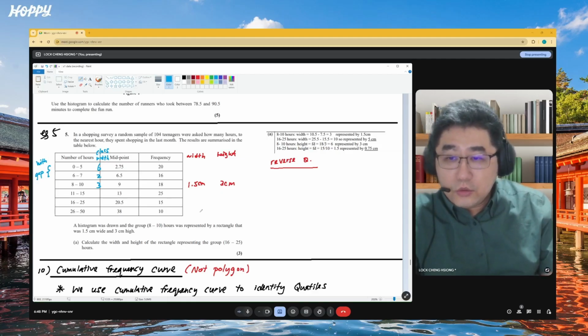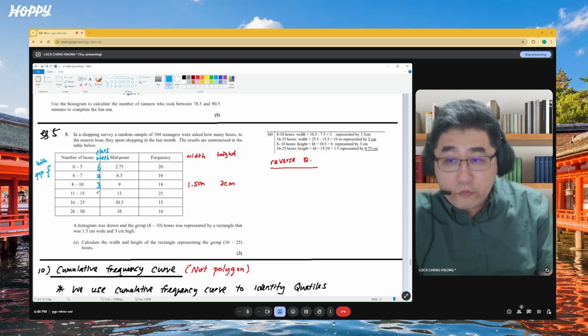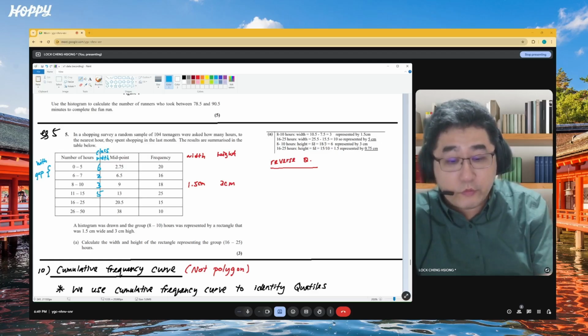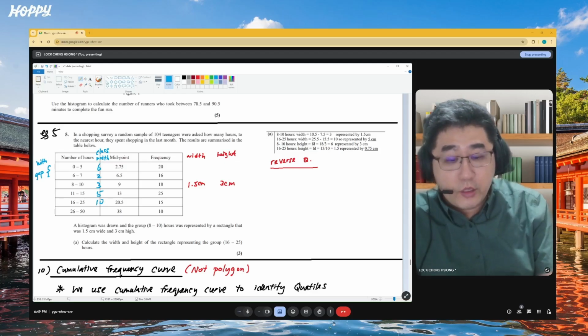Okay, so I need 16. Then better go down first. So 15.5 minus 10.5, I have a 5. I have 25.5 minus 15.5, I have a 10. And I have 50.5 minus 25.5, I have a 25 here.